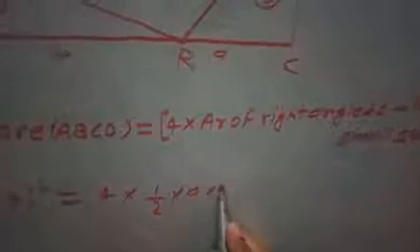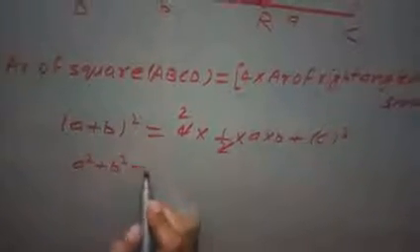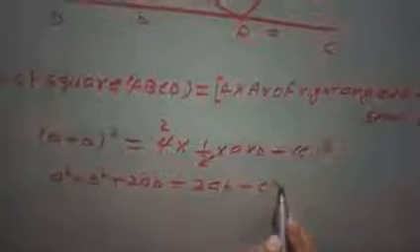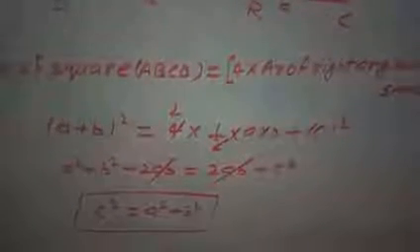Equals 4 into the area of right angle triangle, which is half base into height, so base is A and height is B, plus the area of the small square, that is C square. Now 2 2s are 4, so if you open this square, A square plus B square plus 2AB equals 2AB plus C square. So 2AB cancels, and we can write in the next line C square is equal to A square plus B square. This is the Pythagorean theorem.